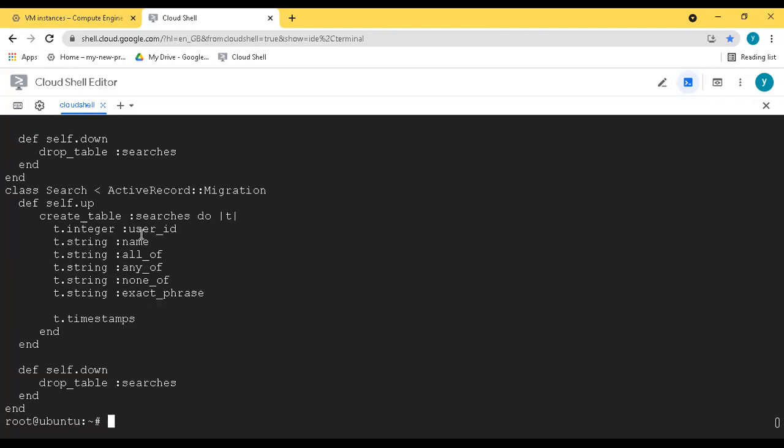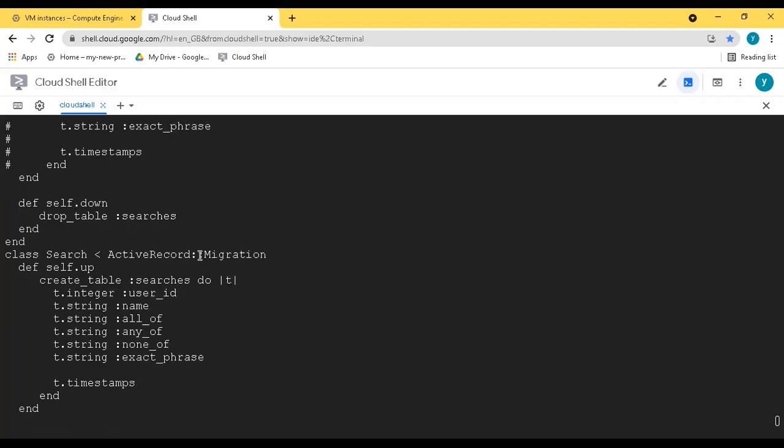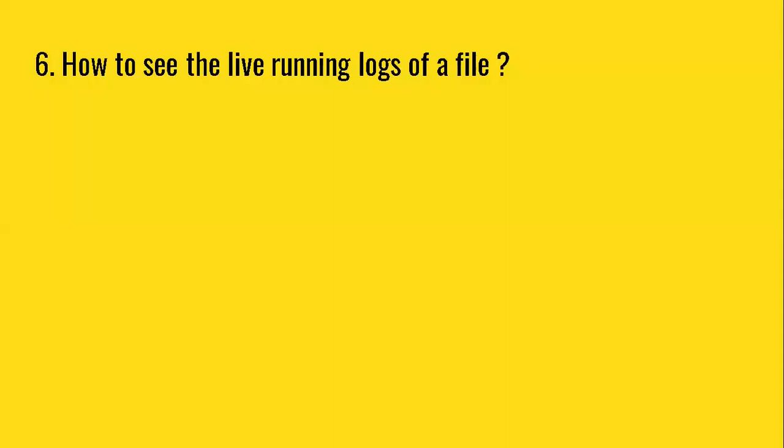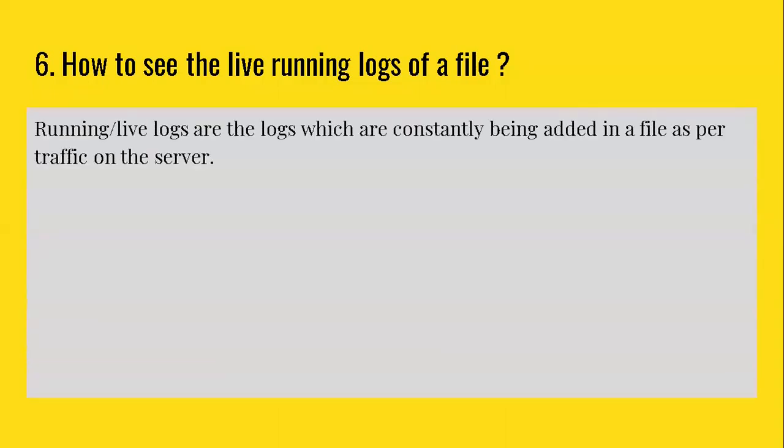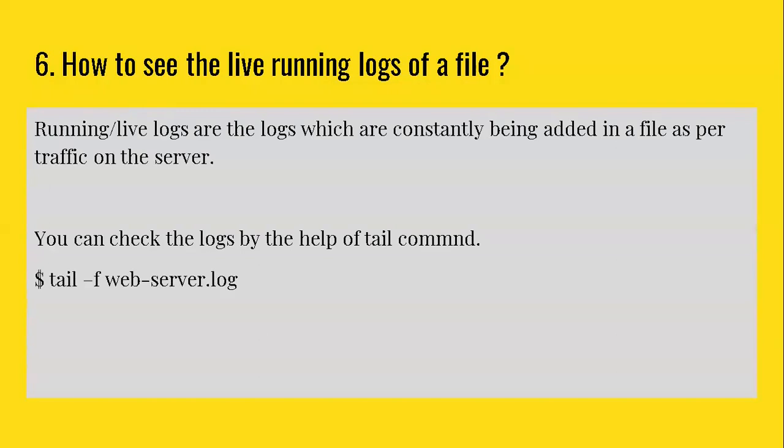Even you can see the output here, content of more command, but in less command you cannot see the content. Next question is how to see the live running logs of a file. By the help of tail command, we can see the running logs of a file. Just you need to mention tail -f.